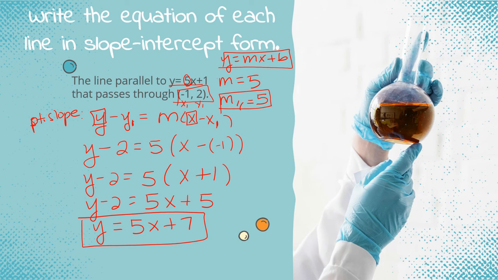So if I compare this line to the original line given, they are both parallel, but this problem in particular happens to pass through the point negative 1, 2. And I believe it is now your turn to try.